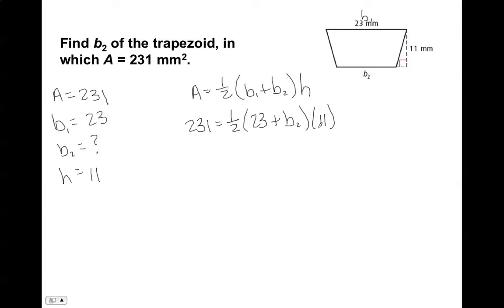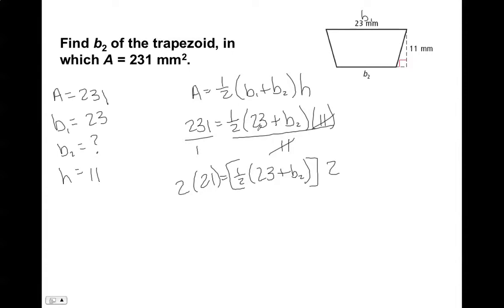What's the first thing we should do to solve? Well, we could go ahead and divide both sides by 11 and get rid of that. That would leave us with 21 equals 1/2 times 23 plus base 2. Now we can get rid of our fraction. Could we have gotten rid of our fraction first? Absolutely. I just wanted to deal with smaller numbers. So now we have 42 equals 23 plus base 2. Subtract your 23, and we are left with 19 millimeters as our base 2.